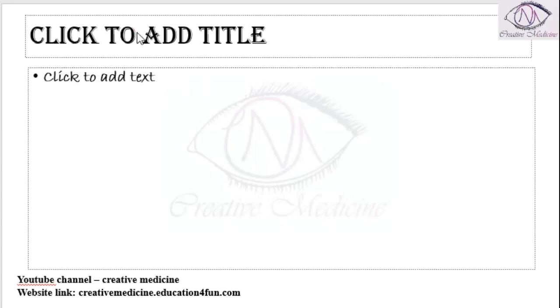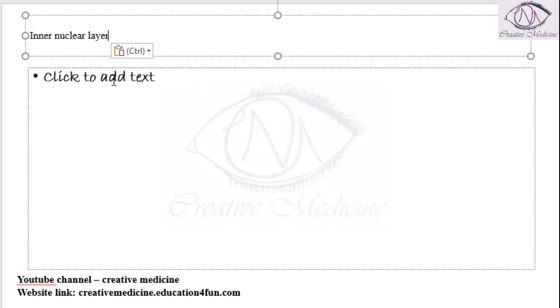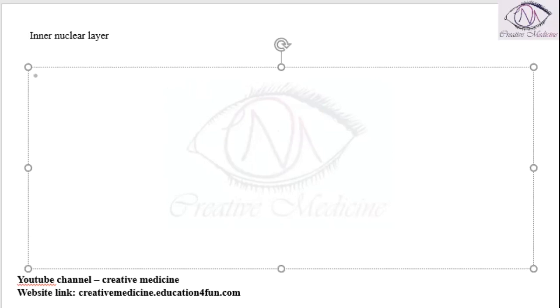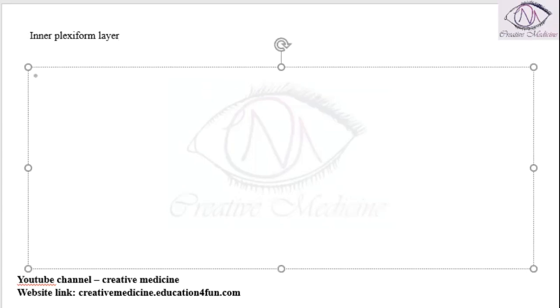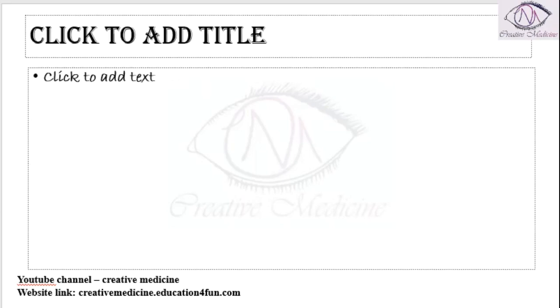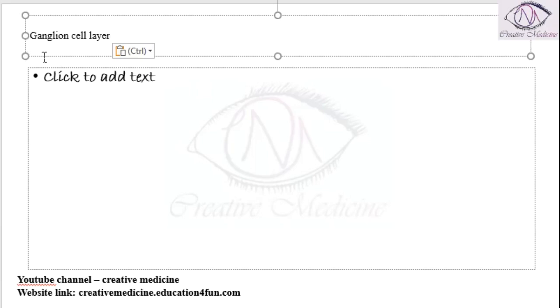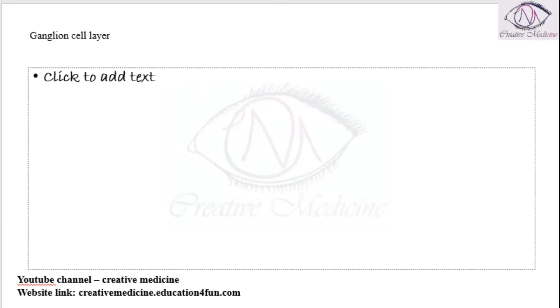Then we have the inner nuclear layer. In the inner nuclear layer, the nuclei of bipolar cells, amacrine cells, and horizontal cells are seen. Then we have the inner plexiform layer, which contains the synapses. Then finally, we have the ganglion cell layer, which contains the ganglion cells.